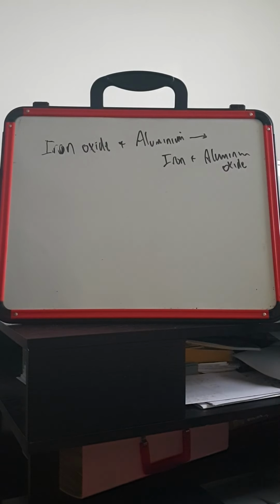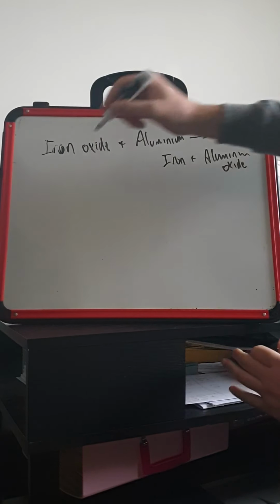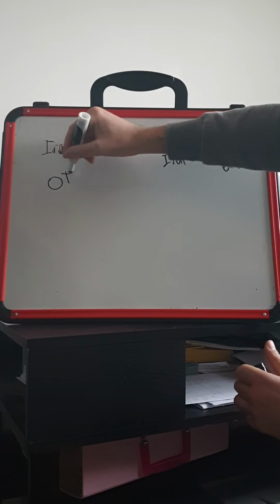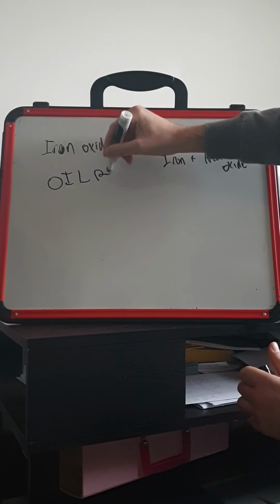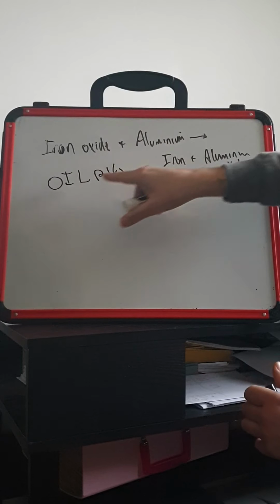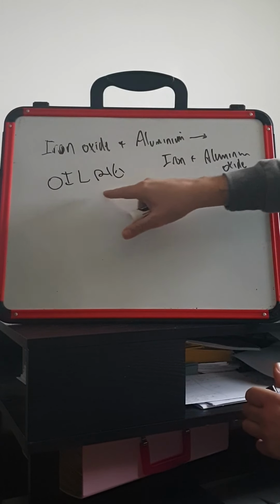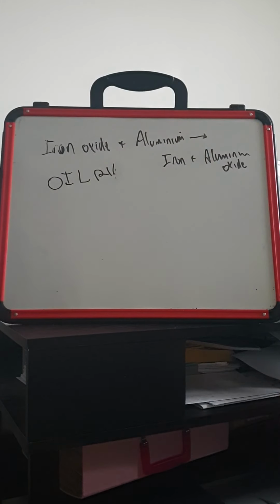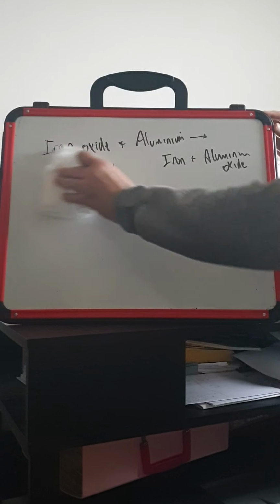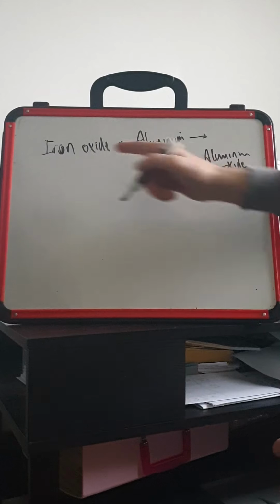transfer. And this acronym here, OIL RIG. Oxidation is loss, reduction is gain. This is all about electrons. So we're going to look at this in terms of electron transfer. You're going to need your formula of common ions, which I will pop on the bottom of the PowerPoint presentation.